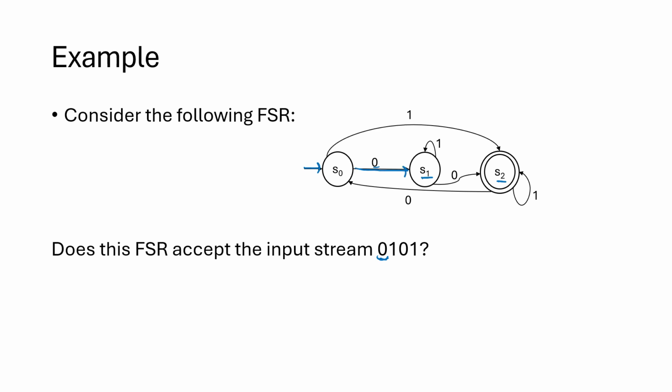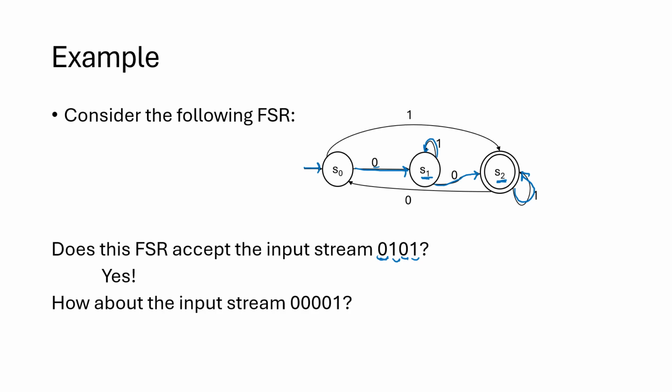So now we are at S1. And the next symbol that we read is a 1. Now, if you are at S1 and you read a 1, this edge tells you that you stay at S1. Then we read the next symbol, which is a 0. We are at S1 and we read a 0. Following this edge, we go to S2. And finally, while we are at S2, we read the last input symbol, which is a 1. And this edge here tells us that we need to stay where we are at S2. So we finished reading the input stream entirely, and the state that we are in is S2, which is an accepting state, and as a result, the machine accepts this input.